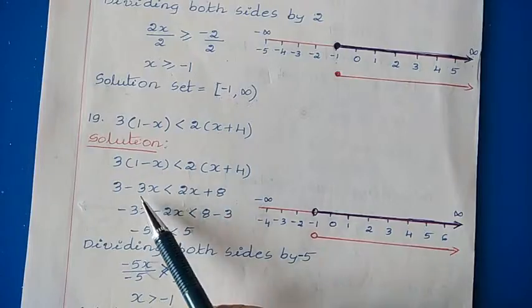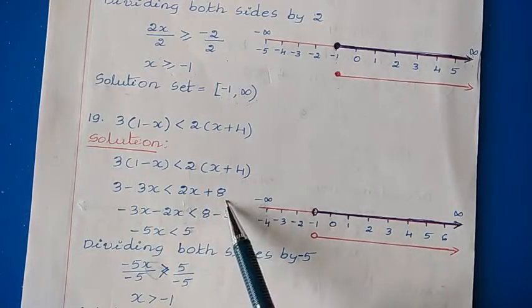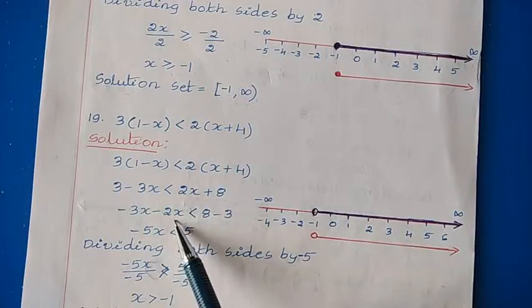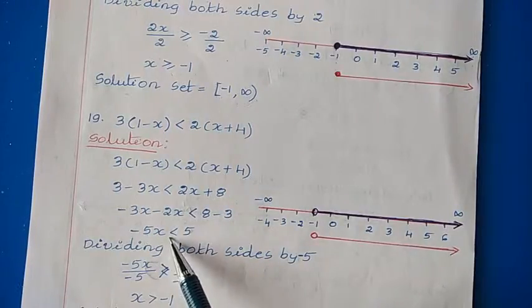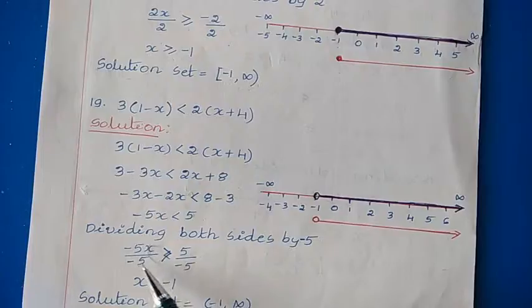3 into minus x, 3 minus 3x less than 2 into x, 2x, 2 into 4, that is 8. So now bring the x term together: minus 3x minus 2x less than 8 minus 3, which is minus 5x less than 5. So now divide both sides by minus 5 so that we can get the x value. So minus 5x divided by 5.